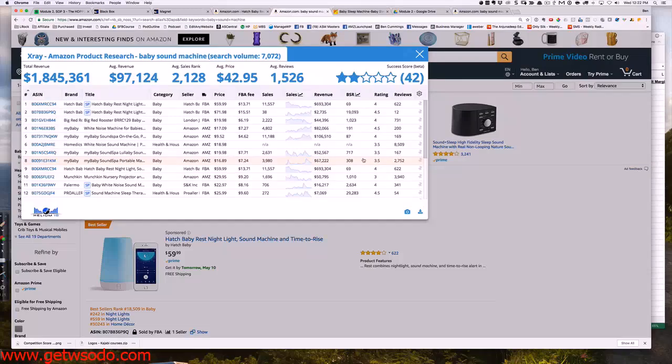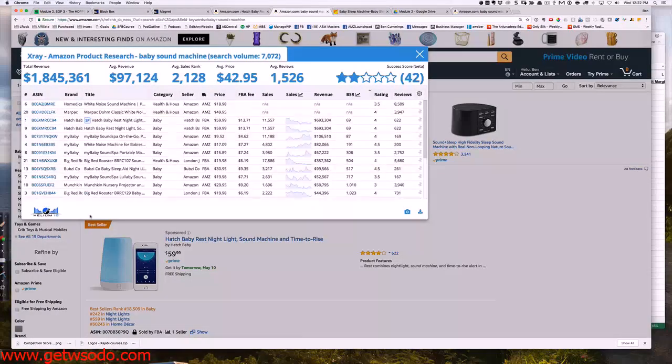Okay? So if there's a little SP, let me just show you this here. If there's a little SP, that means it's a sponsored ad. Okay? Just so you're aware. This is the ASIN, and you can click any of these and resort. So for example, we're going to sort BSR. See right there? Right here. We're going to sort BSR from low to high.